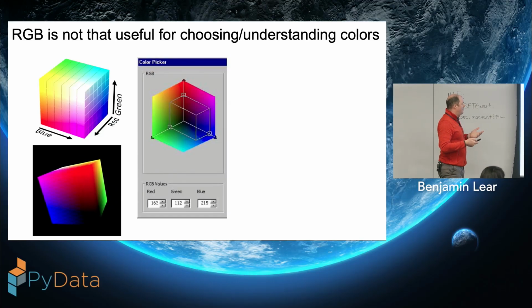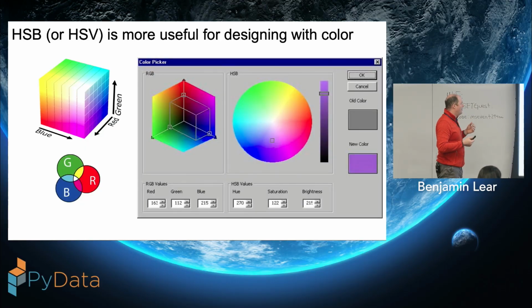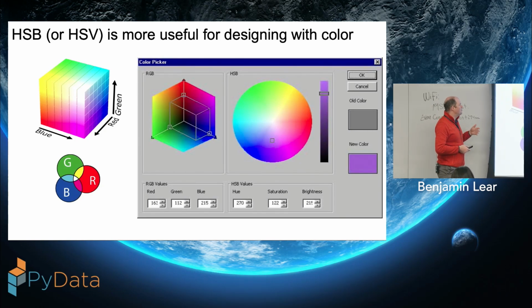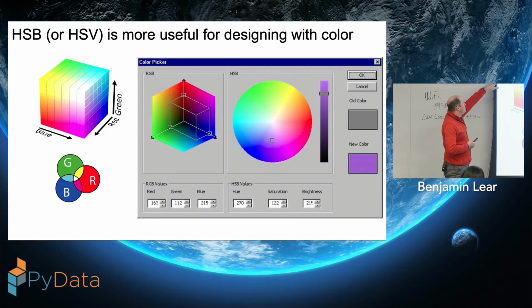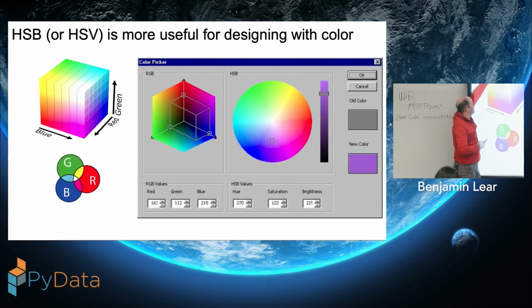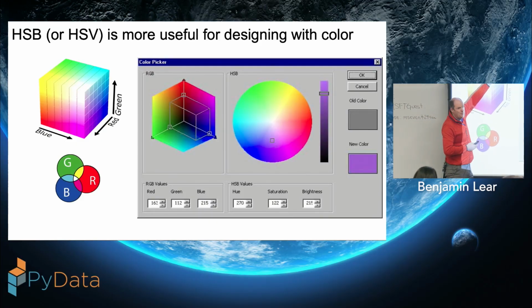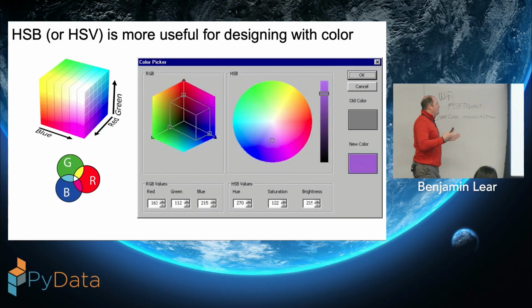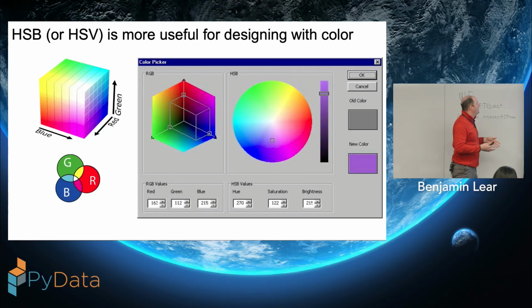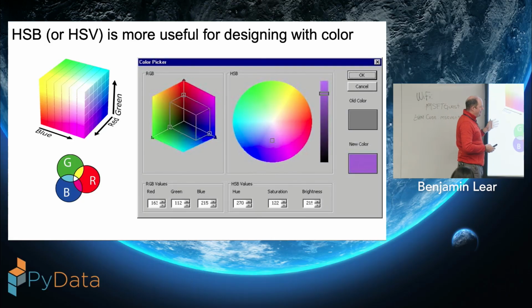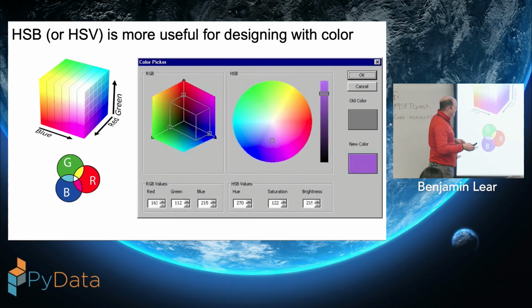So instead, designers have created other color models that help with dealing with color. Probably the most common to find, maybe there are more useful ones, but the ones you're most likely to find when you're trying to pick colors on a computer are HSB, and it's also called HSV. So there's two names for this, unfortunately. H stands for hue, S stands for saturation, and V stands for value, B stands for brightness.